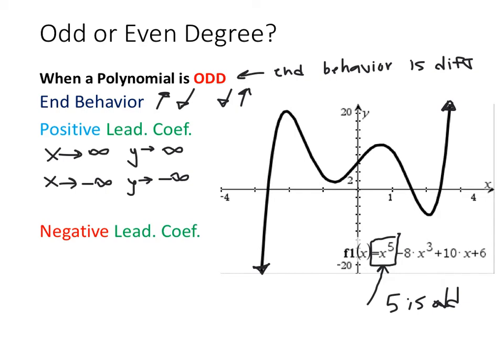Now with the negative coefficient, which I don't have shown, it's just the opposite. As x goes to positive infinity on the right, y is going to go down to negative infinity. And as x goes to negative infinity, y is going to go up. So the idea there is that it's our end behavior.